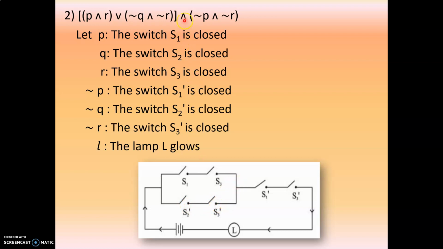After that AND symbol is given. That means this much sets of switches are connected to the next set in series. So AND next is inside the bracket again two switches, they are connected in series. So S1 dash, negation P is S1 dash and negation R is S3 dash. This much connection completed. Then you have to complete the circuit with lamp and battery and the arrow marks you have to put. That's it.